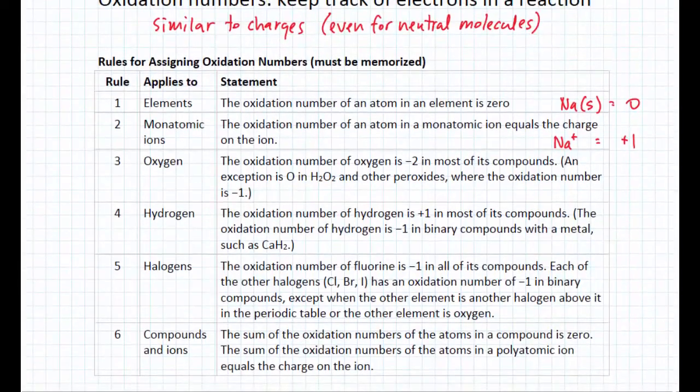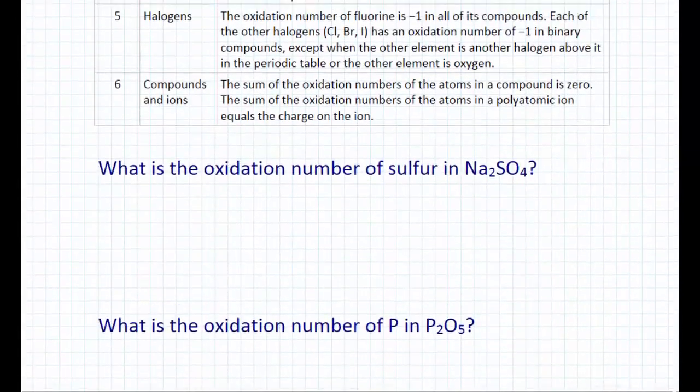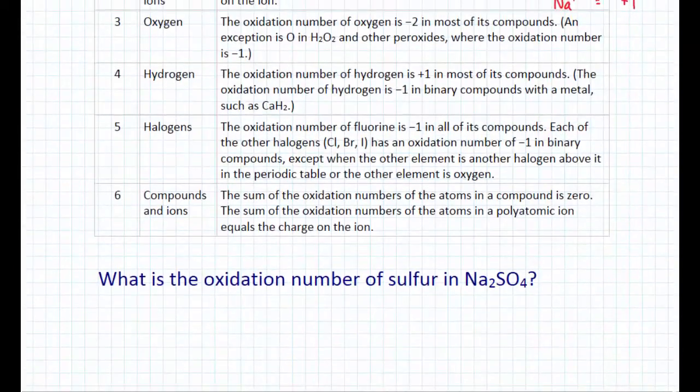Okay? And then overall for compounds and ions, the sum of the oxidation numbers in a compound is 0. Because compounds are neutral overall, we should be able to add up all of these oxidation numbers and get 0 for the whole compound. Okay? If it's a polyatomic ion, all of those oxidation numbers should add up to the polyatomic ion's charge. Okay? So let's take some of these rules here. What is the oxidation number of sulfur in Na2SO4?